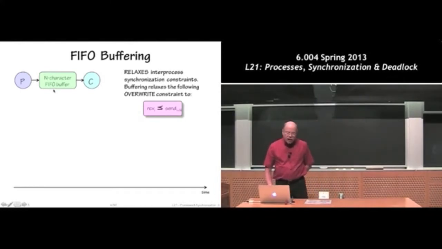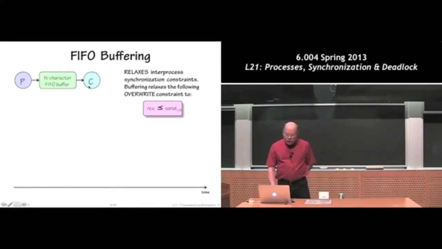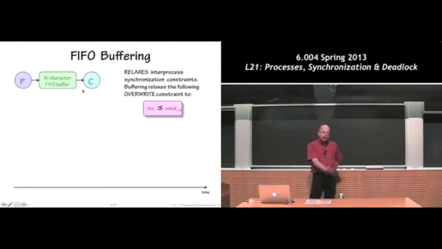We're going to introduce a first in, first out buffer between the two, so it has n characters. First in, first out means that, from the consumer's point of view, when it asks for the next character, it will get the earliest character that's still in the buffer. So with a FIFO buffer, as the producer puts things into the buffer in a certain order, the consumer, when it asks for things from the buffer, will get them in the same order that the producer produced them. So there's no mixing of order with the buffer.